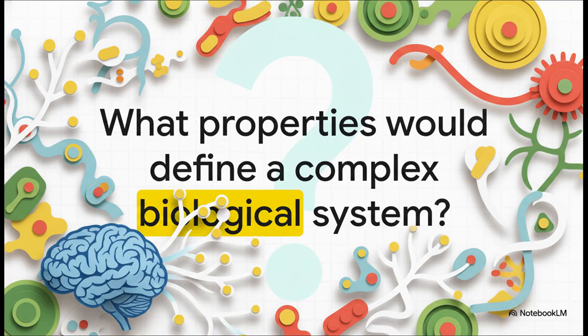So we've seen how these 5 properties are the essential building blocks for engineered systems. But that kind of leaves us with a huge, fascinating question. Are these 5 properties enough? What other kinds of properties would we need to add to this list to truly define a complex biological system, like, say, the human brain? Now that's something to think about.